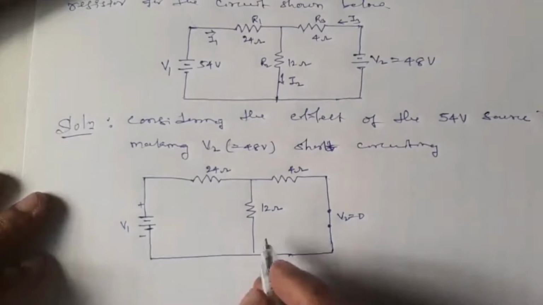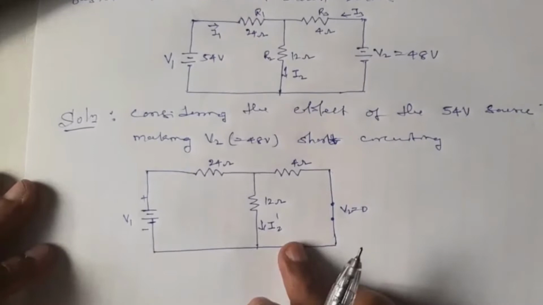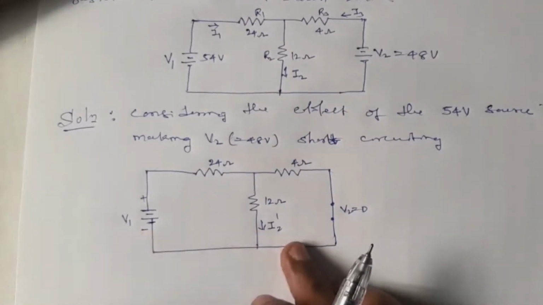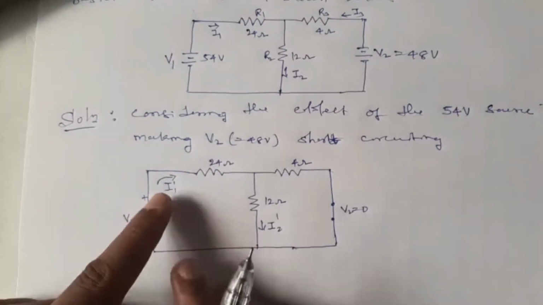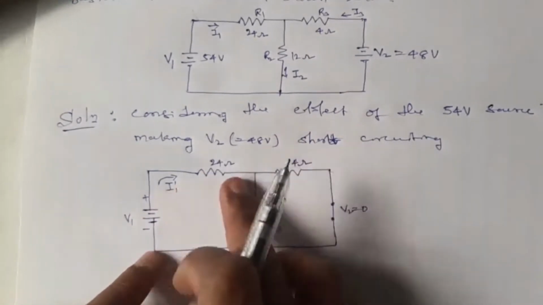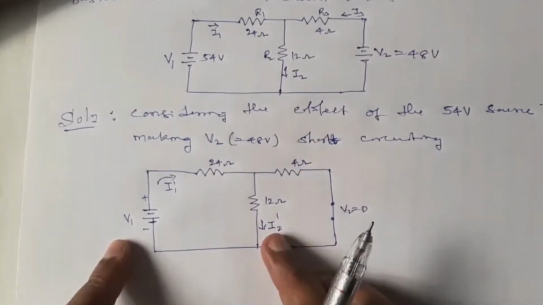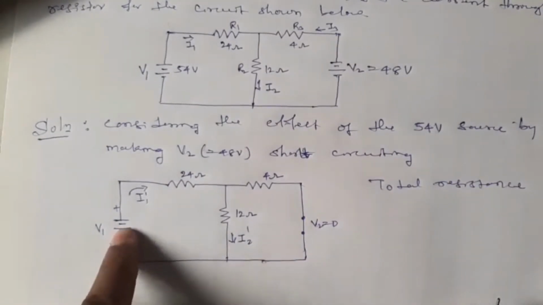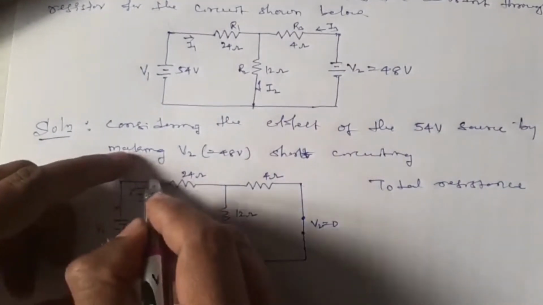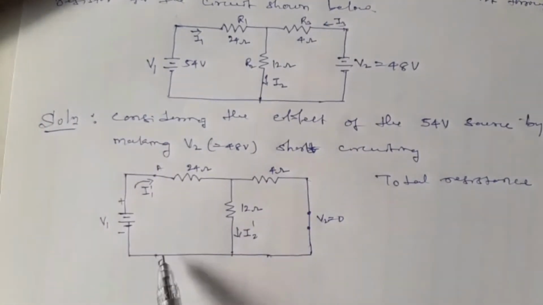Now this is V1. When only V1 is present, the current flowing through the 12 ohm resistor I consider as I2 dash. To calculate this, first let me consider this current as I1 dash. First we'll find I1 dash, which because of V1 will divide between these two branches, 4 ohm and 12 ohm. For that purpose, we need to find the total resistance of the network as seen by V1, between these two terminals, A and B.